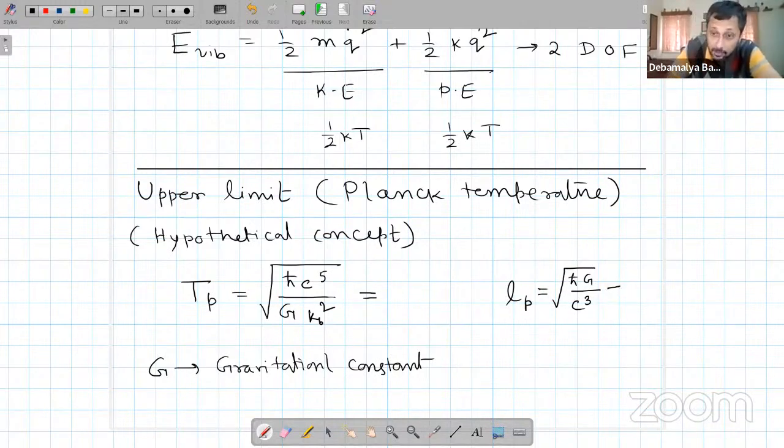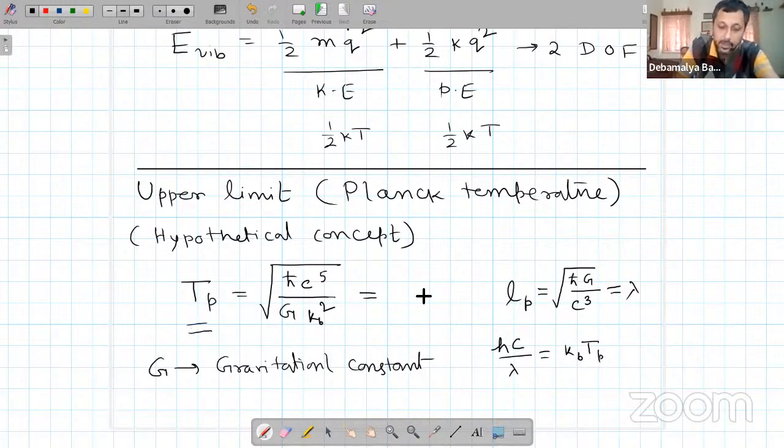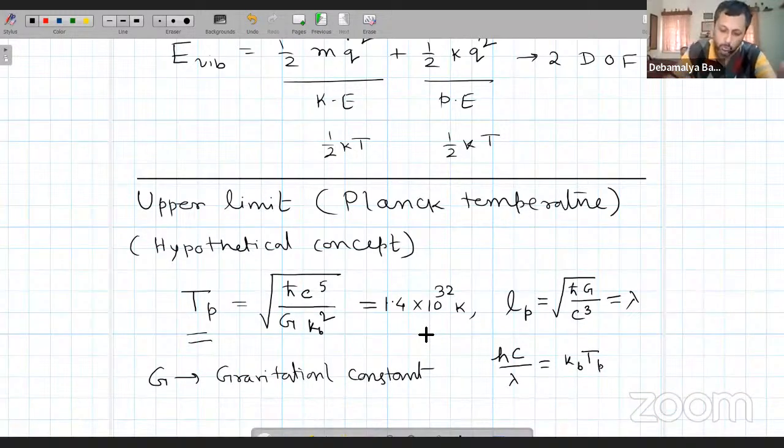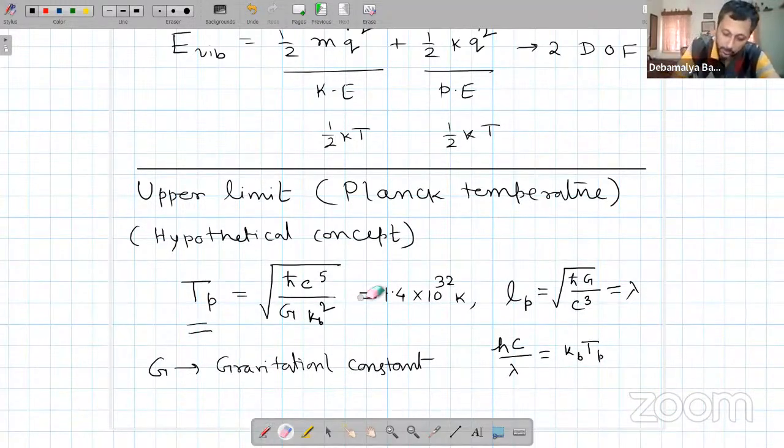Now, if this is equal to lambda, then we can write hc by lambda is equal to kB T_p, this T_p being the corresponding temperature, and this gives you the expression here. This has a value of 1.4 into 10 to the power 32 Kelvin, roughly. It will be 1.42 something, but approximately 1.4 into 10 to the power 32.